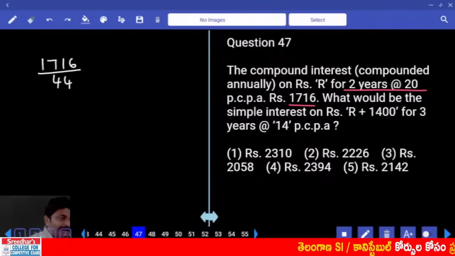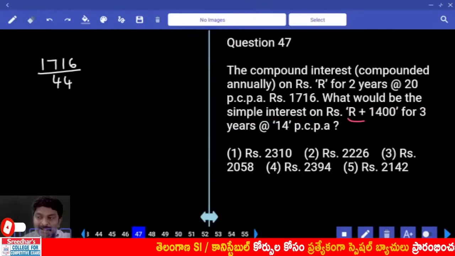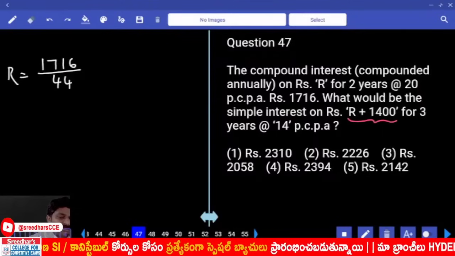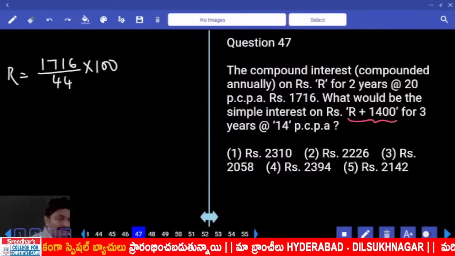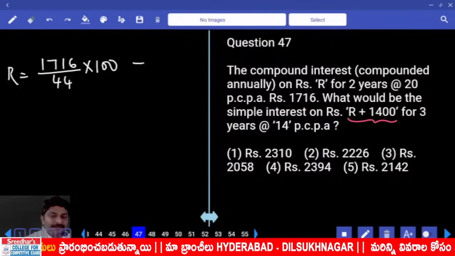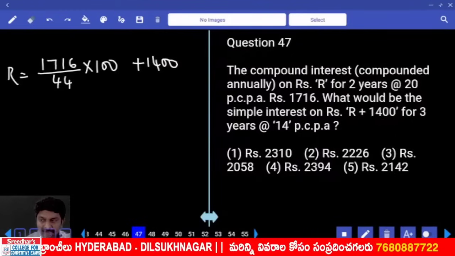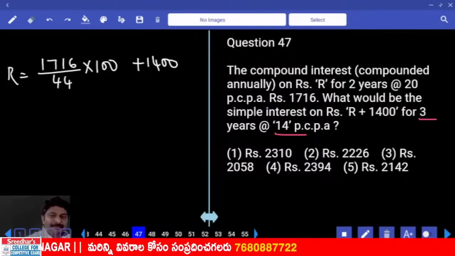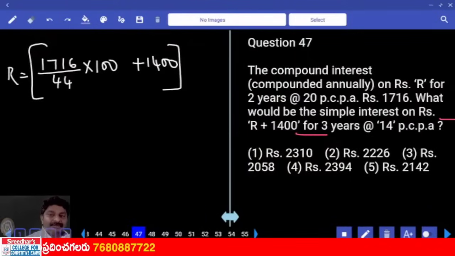Let's not calculate that, let it be like that. Now our question is to identify simple interest on R plus 1400. So to calculate R value, which is 100%, this value is 1% and into 100. You'll get some number. And our new principal is 1400 more than R. This is new principal. And for that we have to calculate simple interest for 3 years at the rate of 14% per annum. At the rate of 14% per annum, simple interest for 3 years is 42%. So we have to calculate 42% of this number.